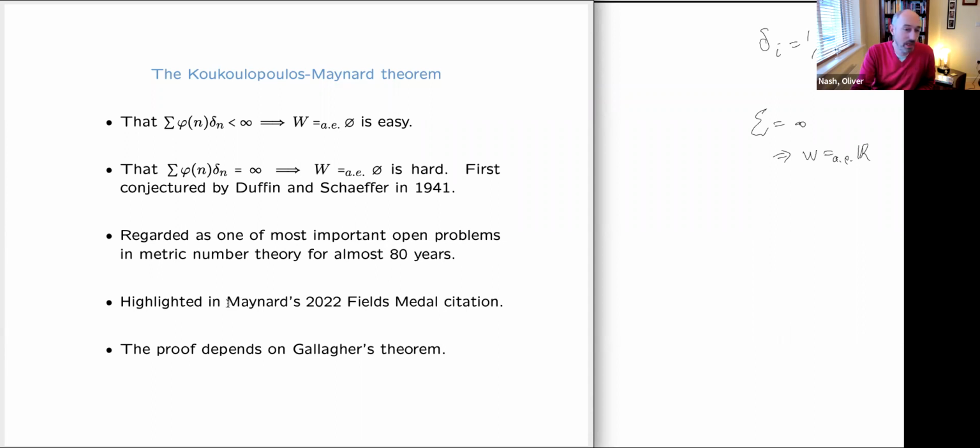Maynard, of course, got a Fields Medal last July. Maynard did tons of stuff, right? He has these amazing results in prime gaps and all sorts of things. But even in spite of all that work, they highlighted this theorem with Koukoulopoulos that he proved: if this thing diverges, then you have almost all numbers. They mentioned this in his Fields Medal citation. So, serious people think this is a worthy result.